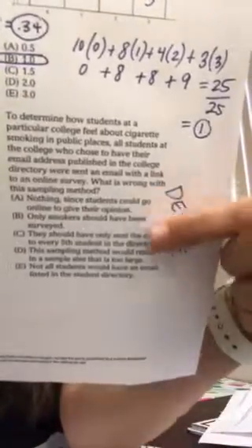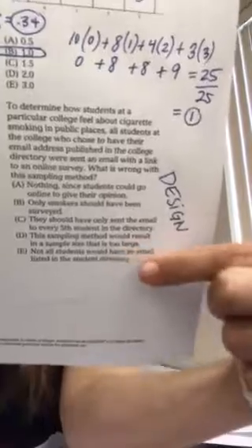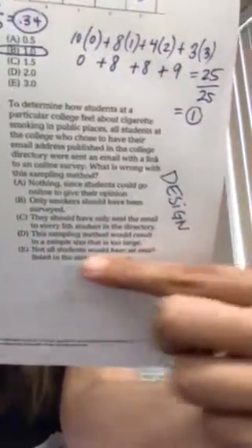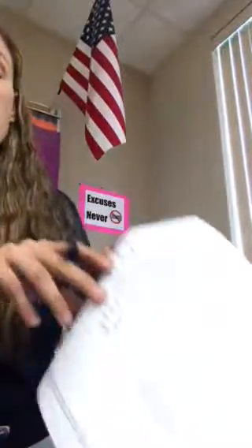So as I'm glancing through here, I'm noticing that E addresses what I just talked about. So I had a sneaky suspicion that was what was wrong. So I'm going to circle that. Not all students would have had an email listed. So ultimately, that's what's wrong with the way they designed the study.